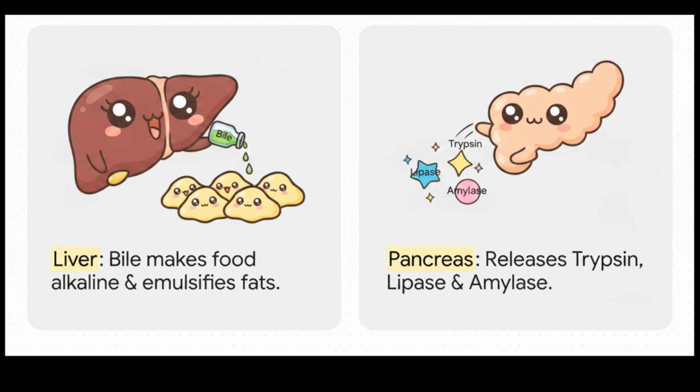The first goon is the liver. It steps up and releases bile juice, which does two things. It turns that acidic food alkaline, and it emulsifies chunky, complex fats, breaking them down into cute, tiny, manageable droplets. Not wanting to be outdone, the second goon, the pancreas, steps in and releases 3 powerful enzymes: trypsin to tackle the remaining proteins, lipase to finish off the fats, and amylase to break down the carbohydrates. It is an incredibly coordinated chemical breakdown.